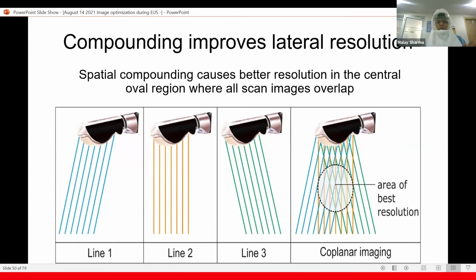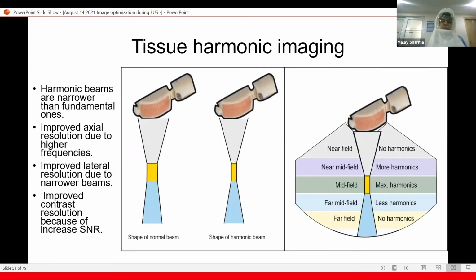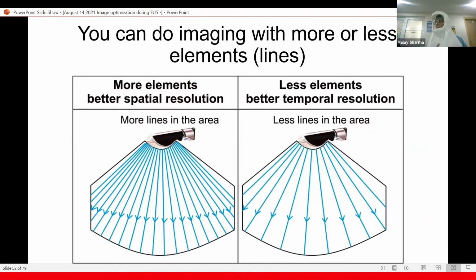Other ways to improve lateral resolution is applying compound imaging, spatial compounding, so that the images cross each other. Harmonic imaging is another way to improve resolution, because harmonics will form a narrower focus and the returning waves will be analyzed better when we use harmonics. You can improve the quality of imaging with more elements in the firing line.